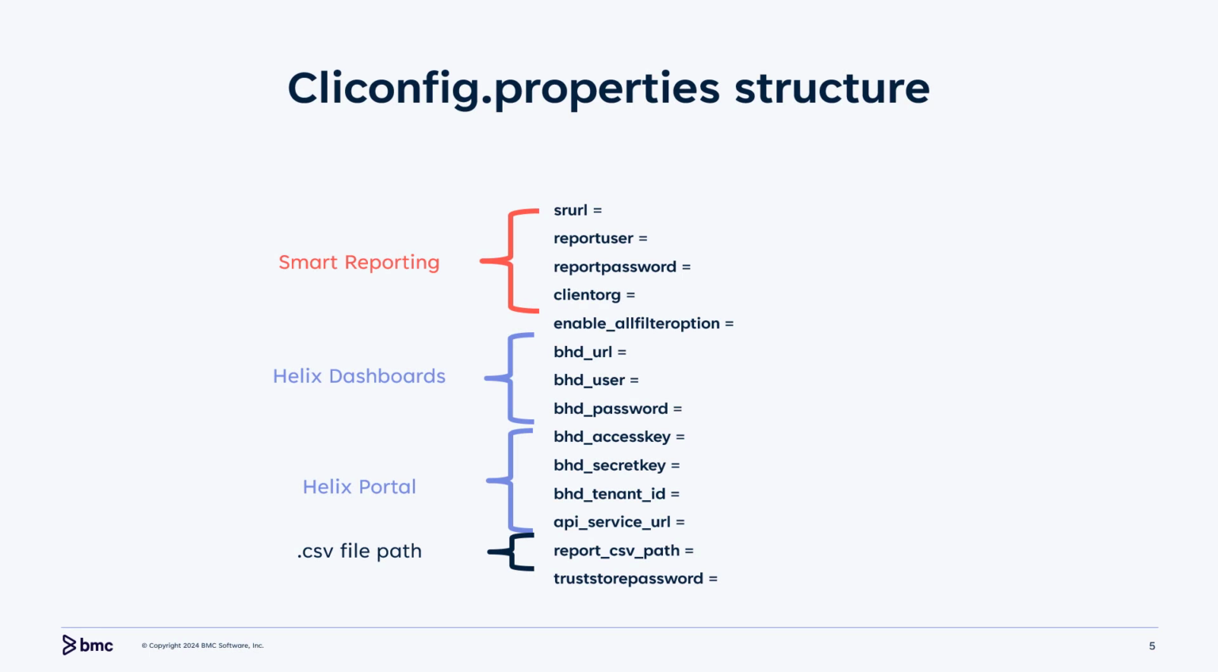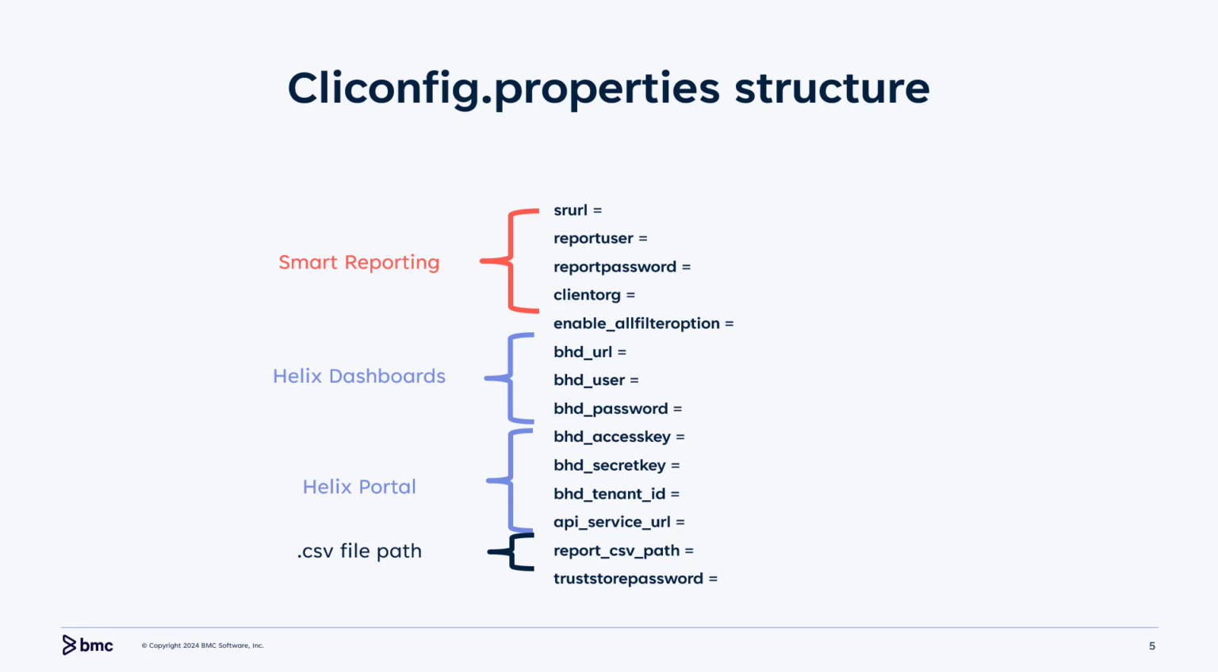The conversion tool configuration is performed in the cliconfig.properties file, which is included in the conversion tool files. The configuration includes the Smart Reporting, Helix portal, and the Helix Dashboards connection details that allow the conversion tool to grant permissions to connect to Smart Reporting, Helix portal, and Helix Dashboards. Also to extract metadata and create content in Helix Dashboards.